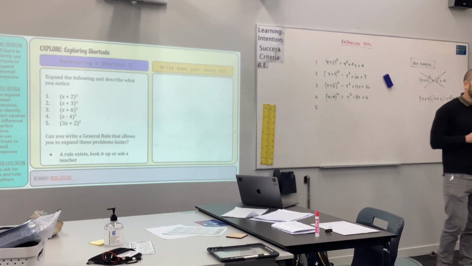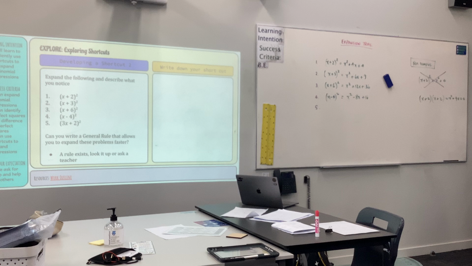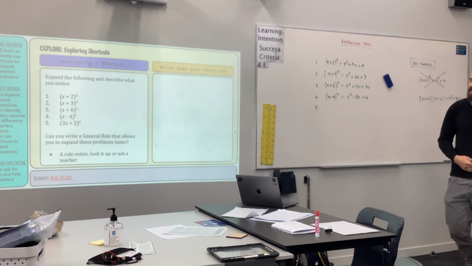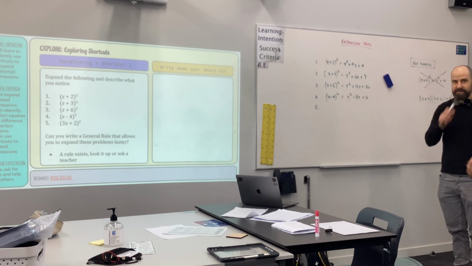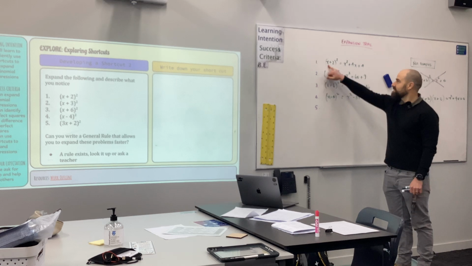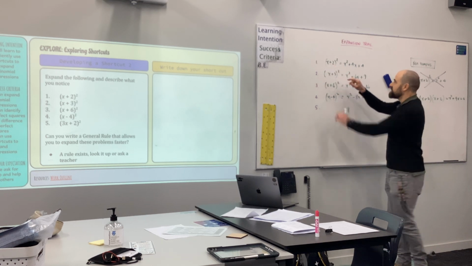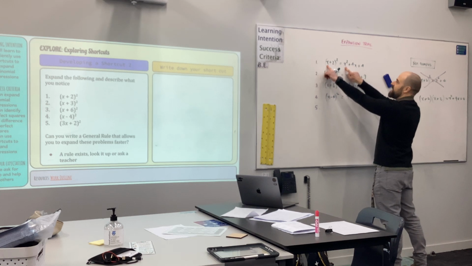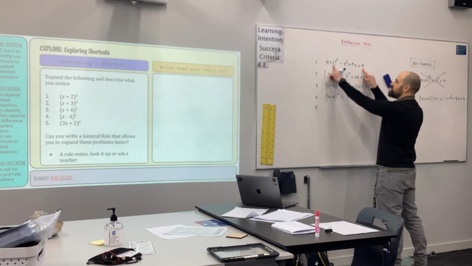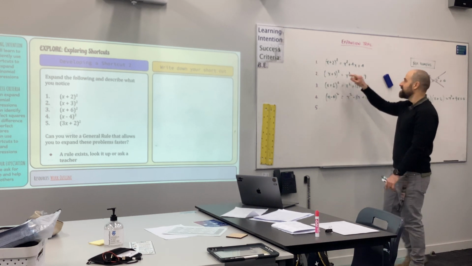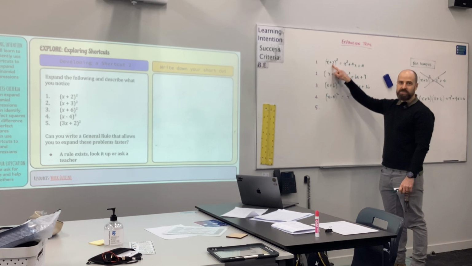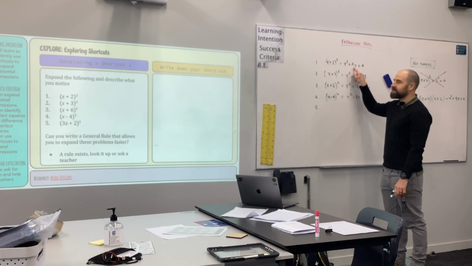Up until this point, does anyone want to tell me what the shortcut is? All right, Chaz this time, go. What do you reckon? I reckon you square the x. So I square the first one, good. And then you square the 2. So I square the x, gives me x². I square the 2, that gives me 4. And then you times that number by 2 and then put the x behind it.